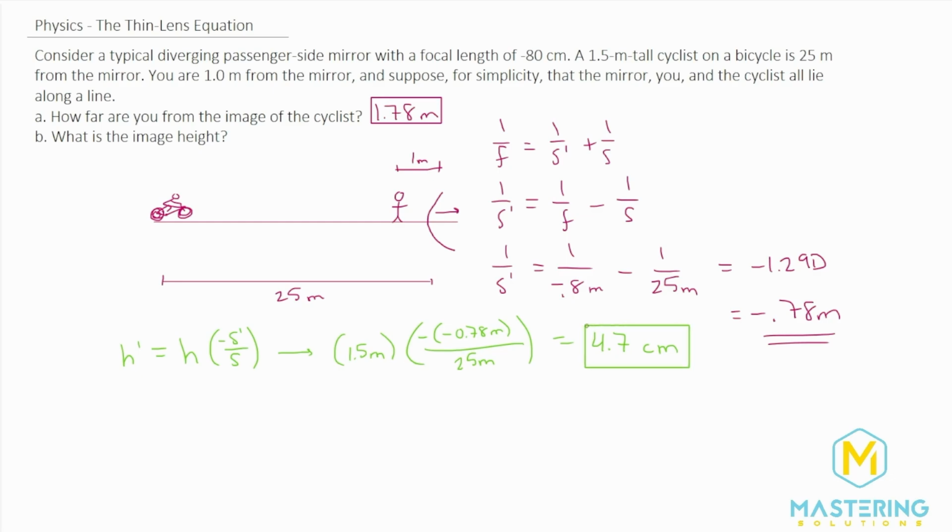So since we kept the sign convention, the positive will tell us, just like we figured out, we have a virtual image and an upright image as well. So that makes sense because anytime you have a virtual image, it'll always be upright. And so here is the distance of how far we are away from the image, and the height of the image is 4.7 centimeters. So it's obviously getting minification, or it's making a smaller image than the actual object.